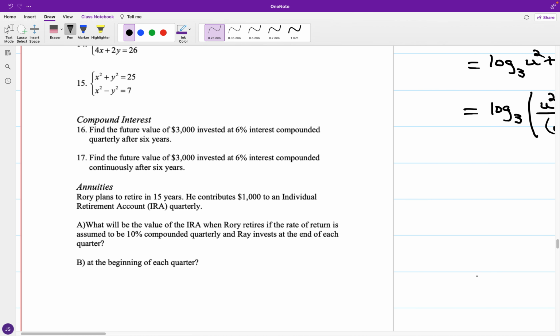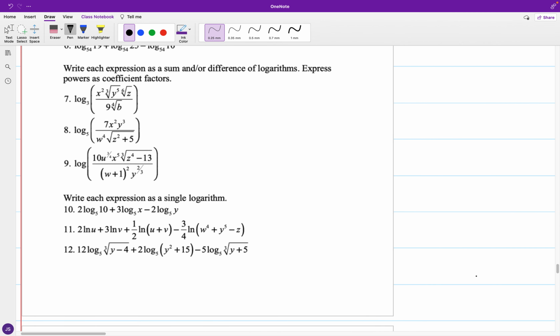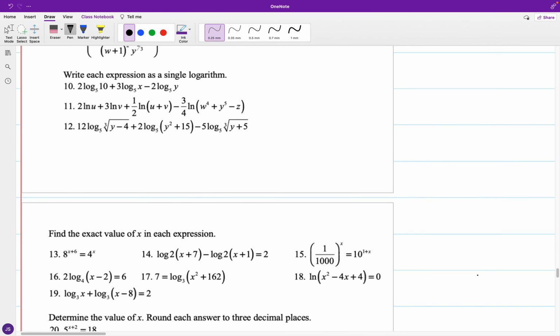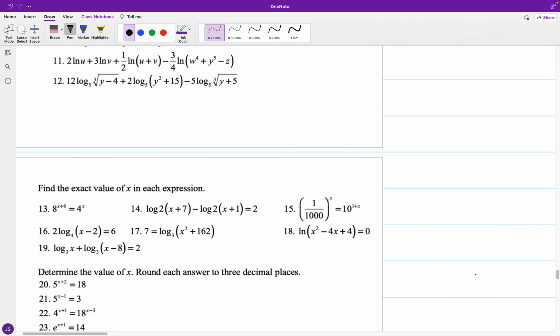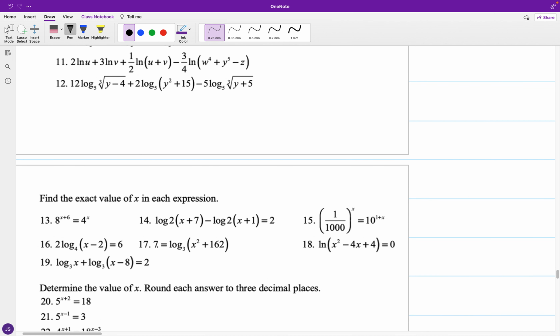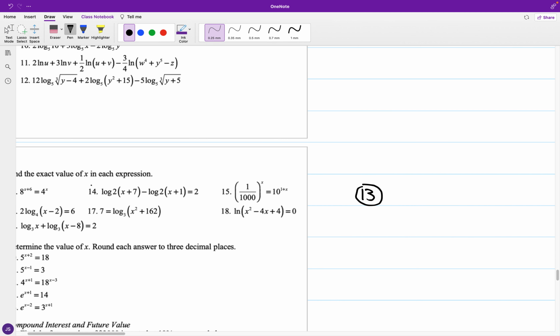Now, for what we have now in the crossover, we have exponential equations, and if we look at those items, we'll have common exponential bases. From the first set, it looks like the only one we have is number 13. And for this one, we got 8 to the x plus 6.